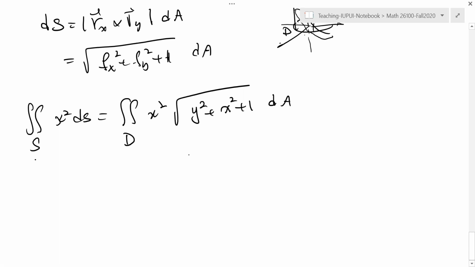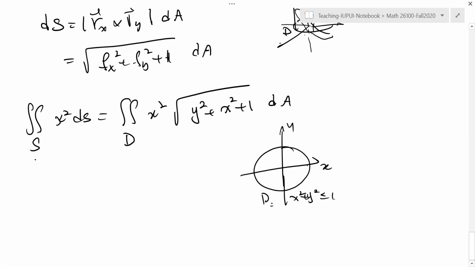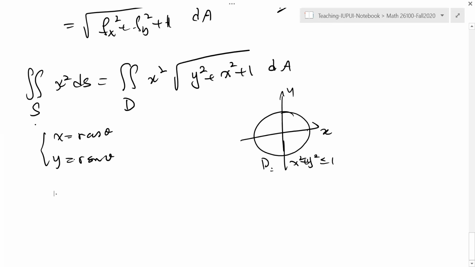So we are on the disk D. It's x squared plus y squared less than or equal to 1, because it's within the circular cylinder. So the graph is above this disk. Because it's a disk, you do not use the iterated integral directly, you have to use polar coordinates. In polar coordinates there's no restriction: r is between 0 and 1, theta between 0 and 2 pi.